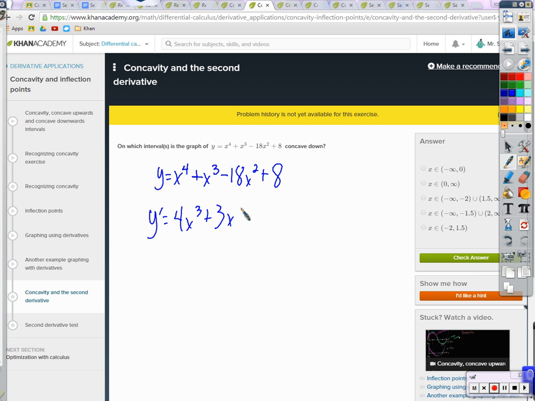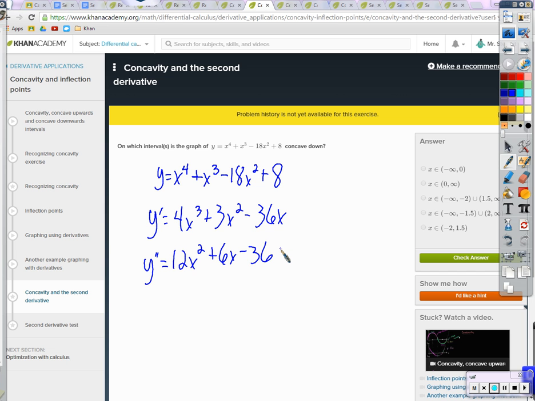So here we go, we're finding it. 36x. Second derivative is 12x squared plus 6x minus 36. Alright, we found the second derivative. We're going to find where it's concave down. When it stops being concave down, when it's concave down, what is the second derivative? Negative. When the original function is concave down, this guy is negative.